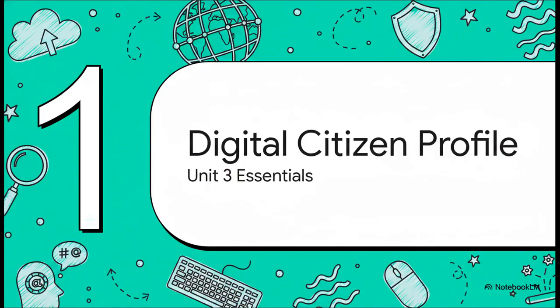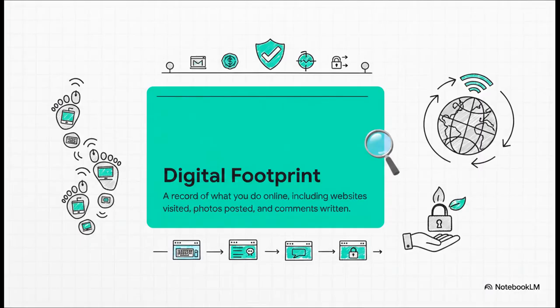Kicking things off with Section 1, your digital citizen profile. Now pay attention, because this is a highly testable concept right here: your digital footprint. You really got to remember that every single click, every site you visit, and every comment you drop online all builds your permanent digital footprint. It's basically a record of everything you do on the internet. Being a good digital citizen means using technology ethically and safely. It's not just about what you know, it's about how you behave online.